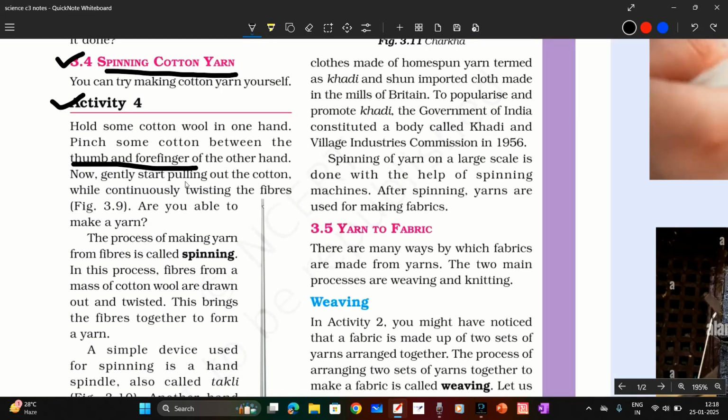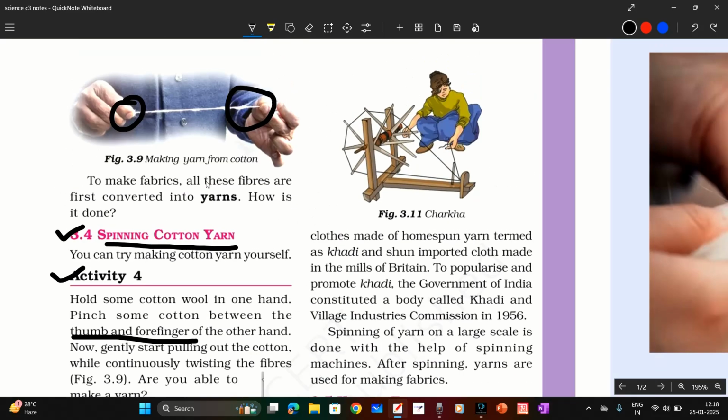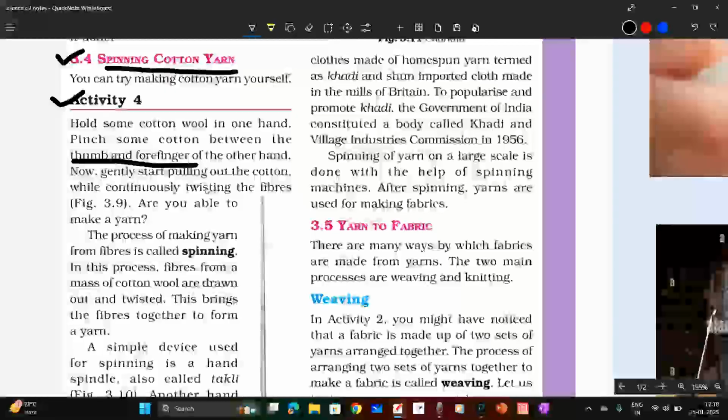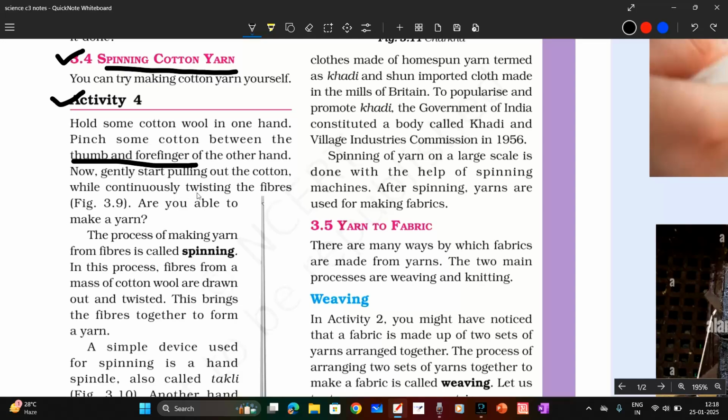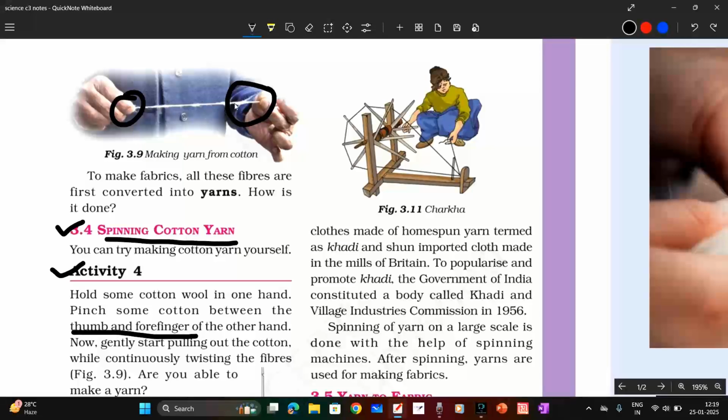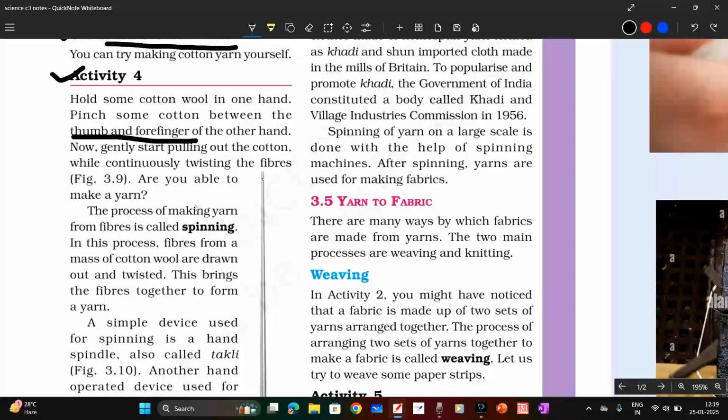Now gently start pulling out the cotton. Here the man is pulling the cotton. In the same way you have to do it. Pull the cotton while continuously twisting the fibres, as shown in figure 3.9. You have to do it continuously. Are you able to make yarn? Yes, you can make yarn from this also. This process shows you how yarn is made.